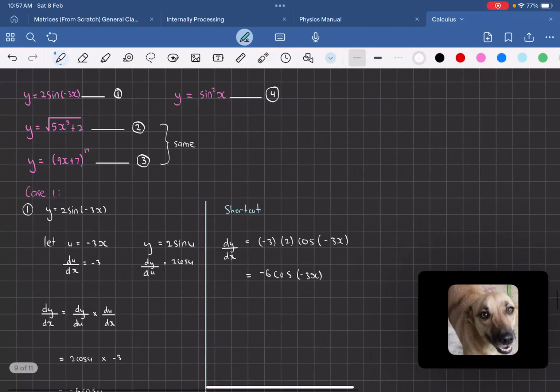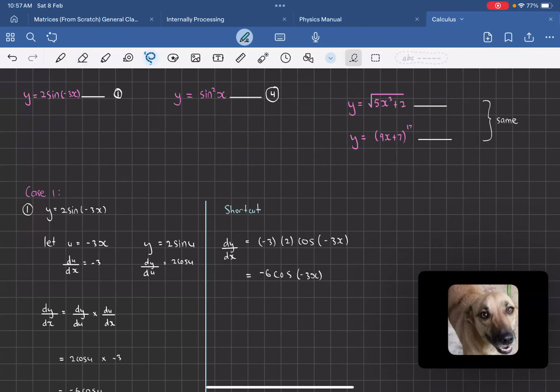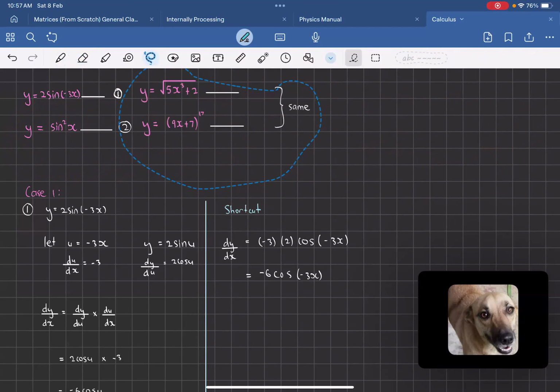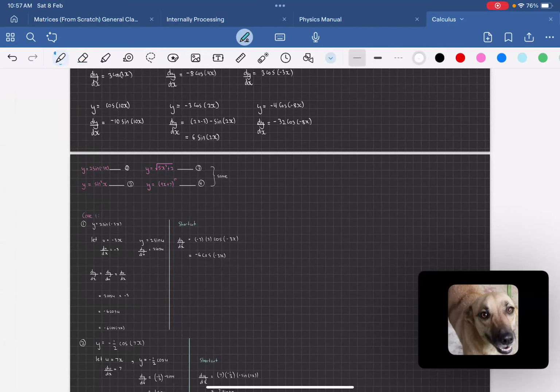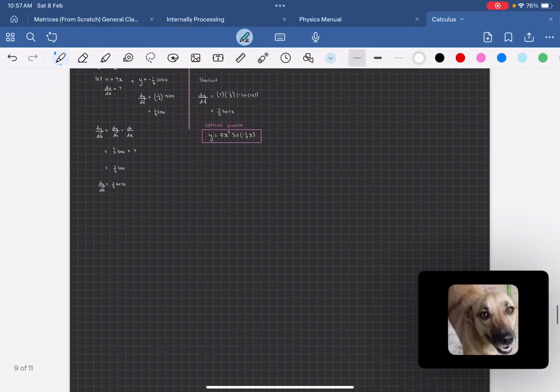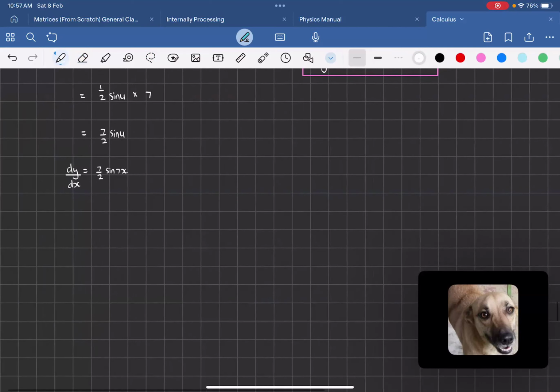Let me just reverse the order of this real quick. All right, so the next thing we're going to look at is what's going to happen if we're squaring a trigonometric term. What if we're cubing it? All right, so that's the next case we're going to look at. Case 2.